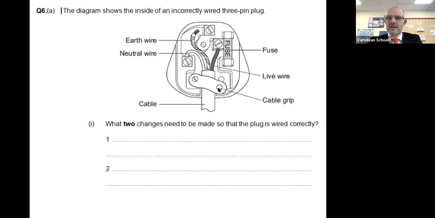And there are some questions there about spotting. Now, this is a common style of question, which is spot the mistake in the plug. So the cable grip is not done up, which means the cable could pull out and that would be dangerous. The wires could touch each other. And the earth wire isn't connected, which means that in the case of there being a problem, the appliance could potentially electrocute you.